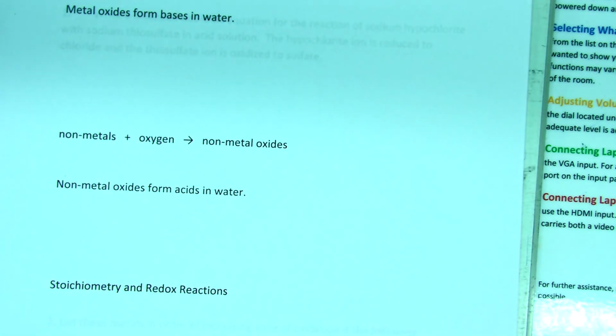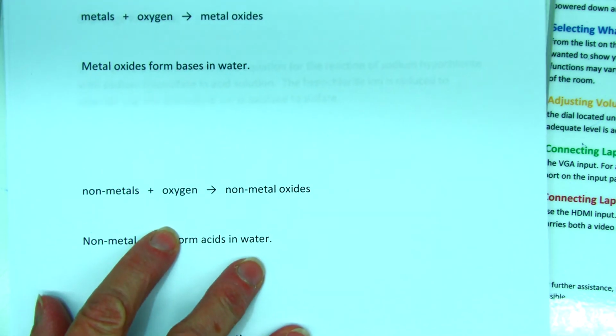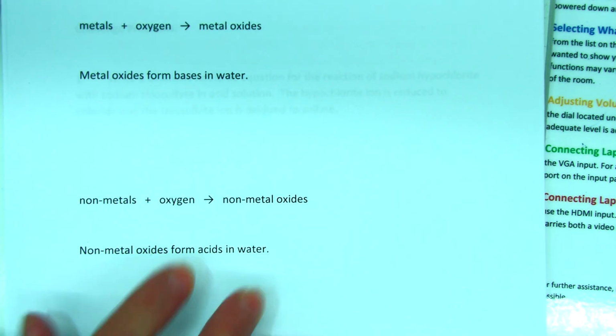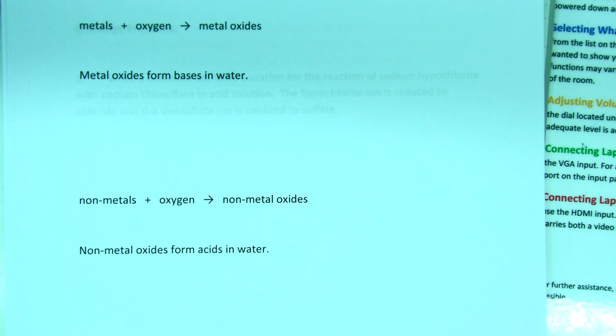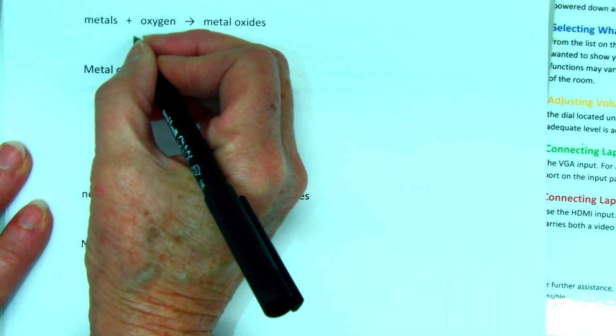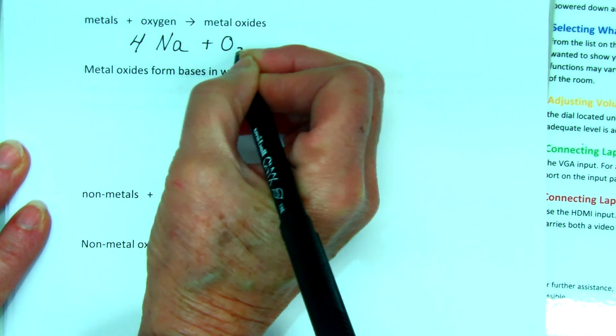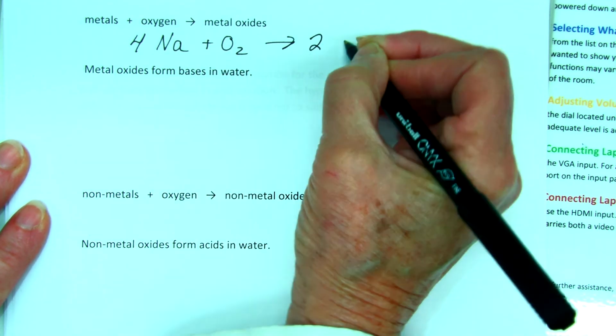And then the last type of redox equation that's just kind of descriptive is when we have metals or nonmetals reacting with oxygen. Metals reacting with oxygen make metal oxides. An example of this would be something like sodium. If we have sodium reacting with oxygen, it makes sodium oxide.